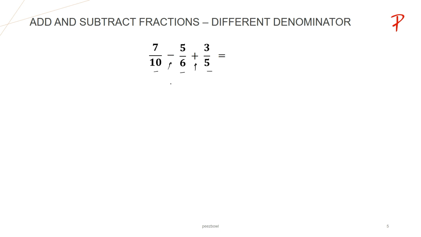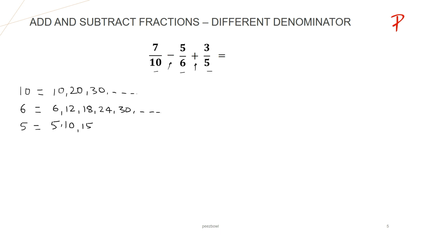And for this, like we did in the earlier example, we need to write multiples of 10, 6 and 5. So multiples of 10 are 10, 20, 30 and so on. Multiples of 6 are 6, 12, 18, 24, 30 and so on. And multiples of 5 are 5, 10, 15, 20, 25, 30 and so on.